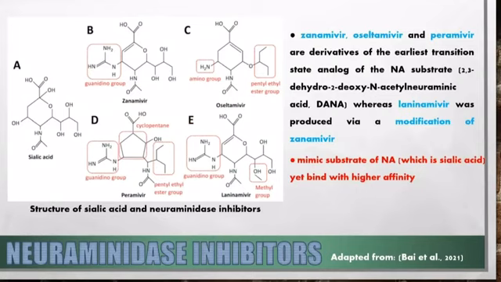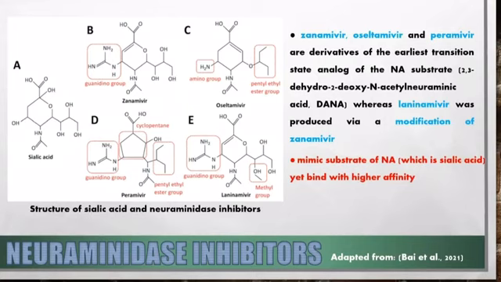So by studying well the interaction of the neuraminidase active site with the sialic acid, there is a development of neuraminidase inhibitors to act as competitive inhibitors to stop the neuraminidase from interacting with the sialic acid. There are 4 main examples of neuraminidase inhibitors that lead to drug development, namely zanamivir, oseltamivir, peramivir, and laninamivir.